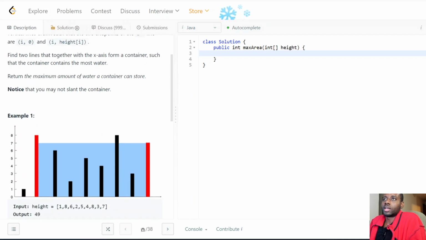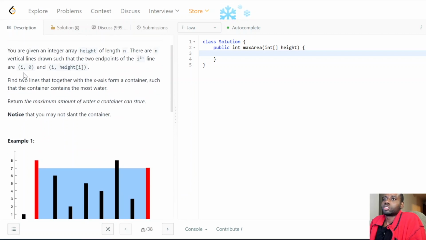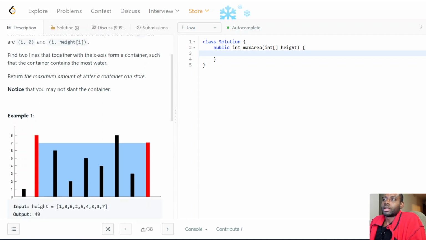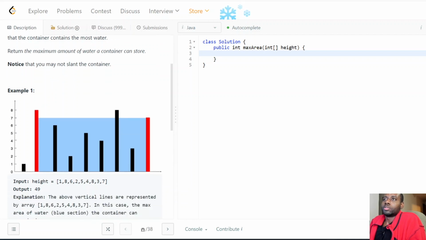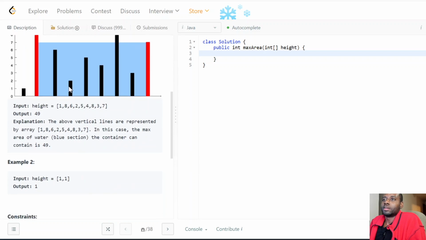It says we need to find two lines that together with the x-axis form a container such that the container contains the most water. So they're asking us to find two different lines, meaning you have two different indices such that the area is maximum. Return the maximum amount of water that can be stored. Notice that you may not slant the container. Interesting, we can't slant it, so it has to be like that.